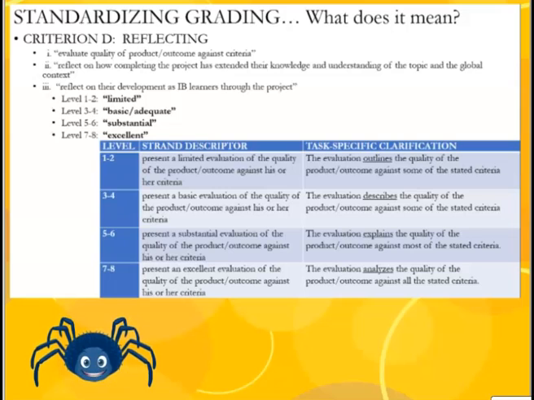To achieve the highest levels, students must elaborate and analyze the quality of their product against all stated criteria. If students do not address all criteria, they cannot reach the 7 or 8 level. However, they may still be able to reach the 5 and 6 levels if they address most of the elements in their criteria.